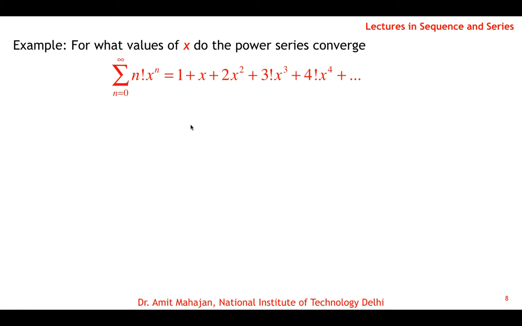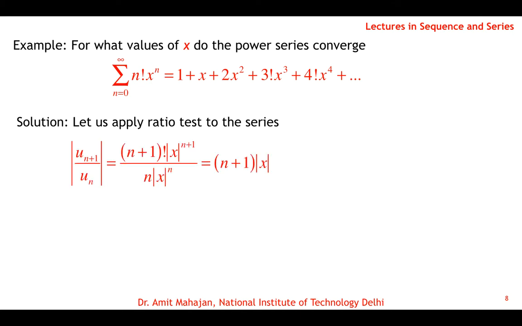Again, to solve this, let us apply the ratio test to the series. This is our n factorial x to the power n, so u(n+1) will be (n+1) factorial times x to the power n+1. Calculate the ratio u(n+1) by u(n). Here we have n factorial in the denominator. And (n+1) factorial can be written as (n+1) times n factorial, so n factorial will cancel out and we'll have (n+1) times the absolute value of x, because the x to the power n will cancel out.